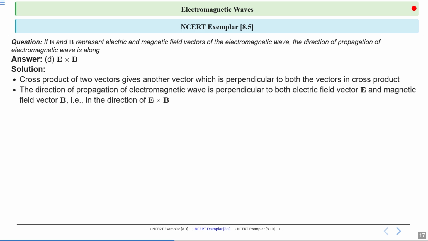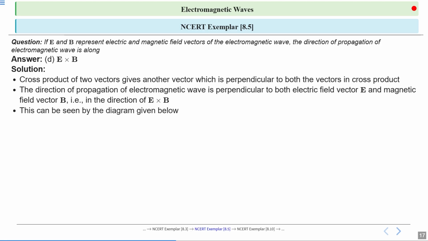So the direction of propagation of electromagnetic wave is perpendicular to both electric field E and magnetic field B. We have discussed that in electromagnetic waves the electric field and magnetic field are mutually perpendicular to each other and also perpendicular to the direction of propagation. That means we can find the direction of propagation by the cross product of electric field and magnetic field. That is, the direction of propagation will be along E cross B.